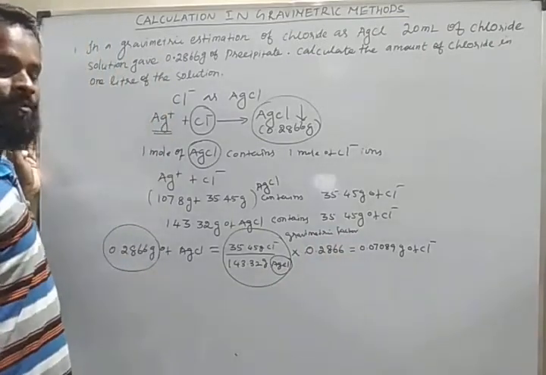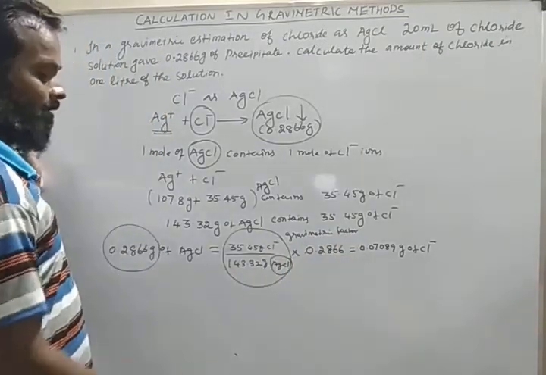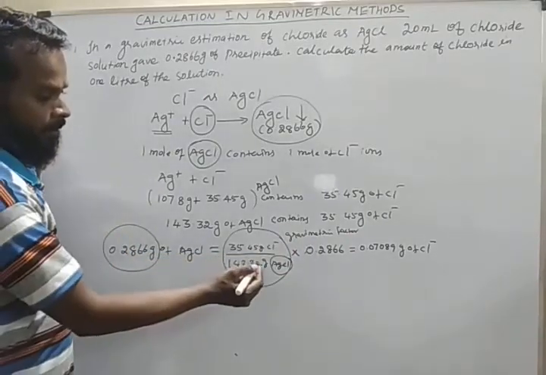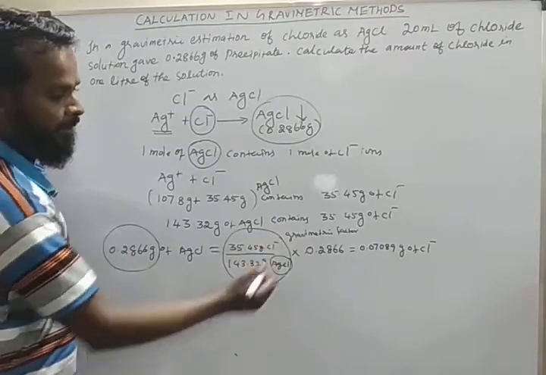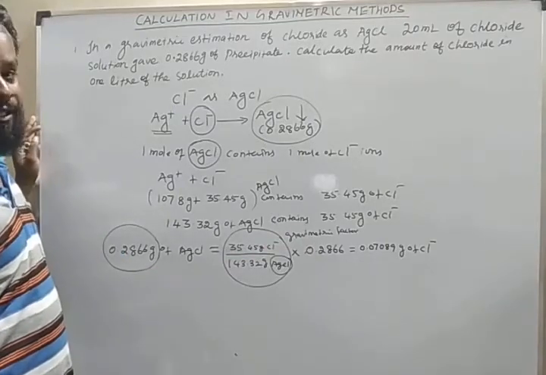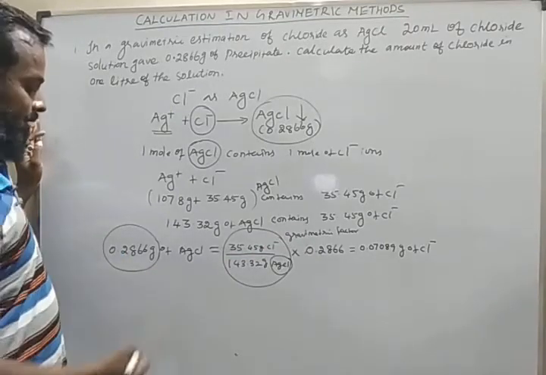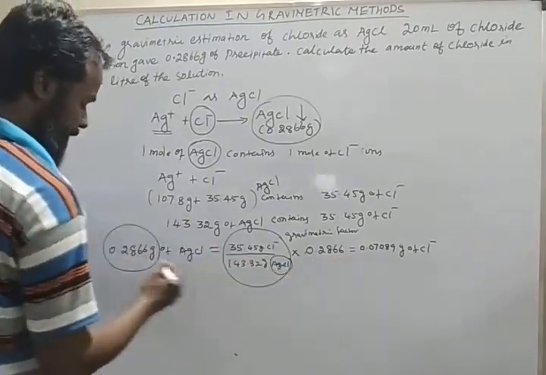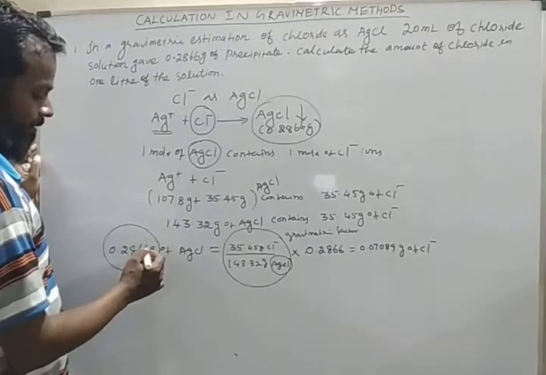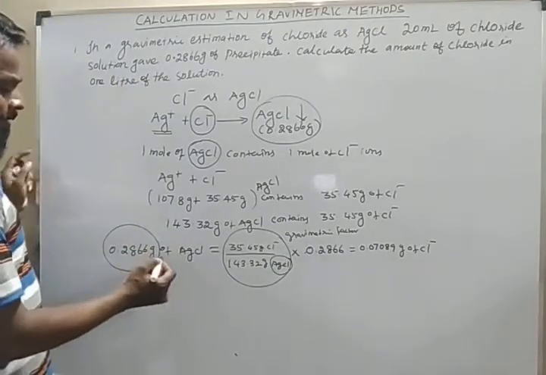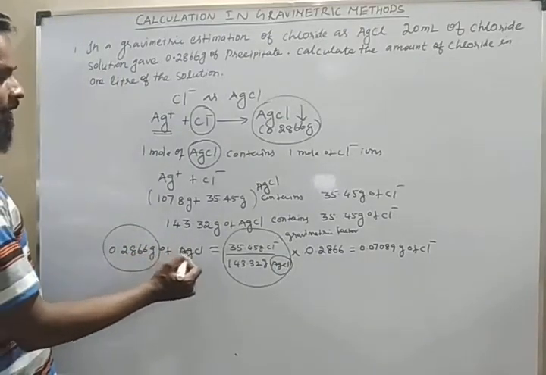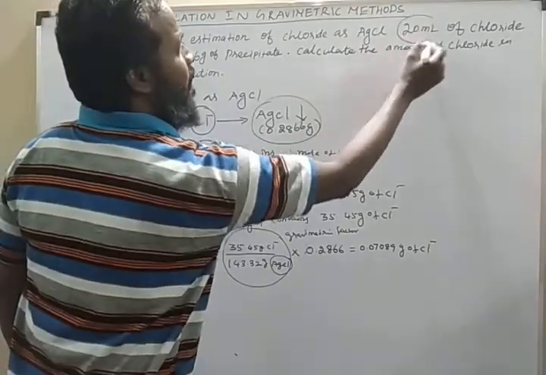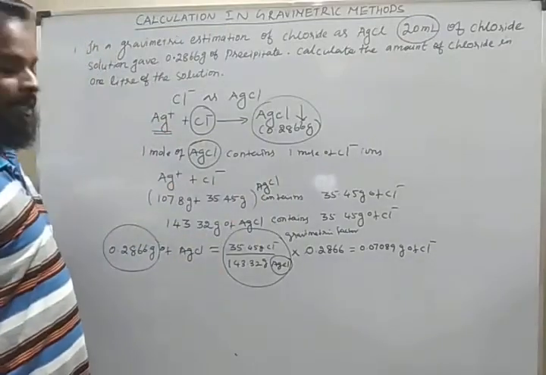Already in the early classes we have discussed the gravimetric factor. Here we are using the gravimetric factor during the estimation in gravimetric analysis. So now we know the amount of Cl present in 0.2866 gram of AgCl.